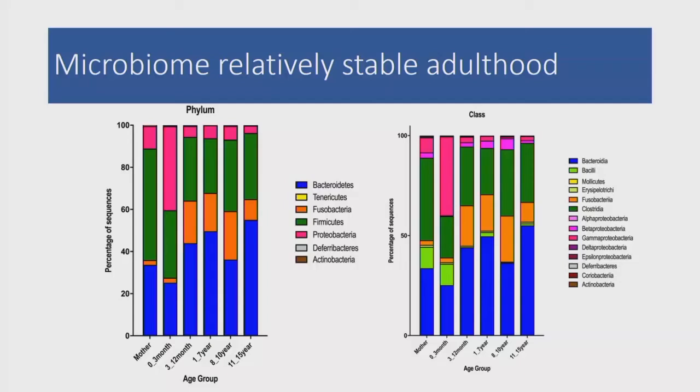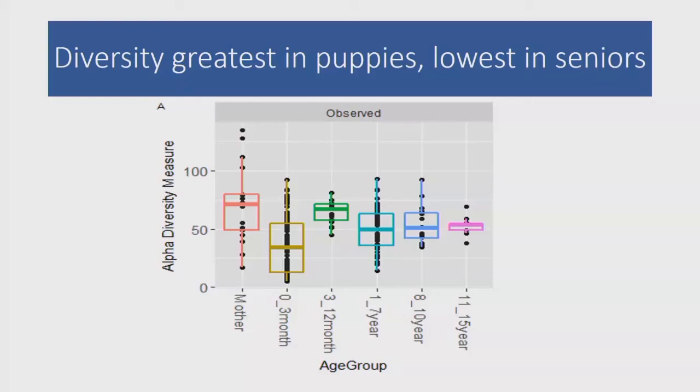What we found is that once they reached a year of age, or probably 3 months of age, the microbiome was relatively stable, both at a phylum and at a class level. And the biggest differences were in the mothers and the puppies up to about 3 months of age. We also found that the diversity was greatest in these puppies and the mothers, and lowest in the senior dogs, which correlates quite closely to people as well.